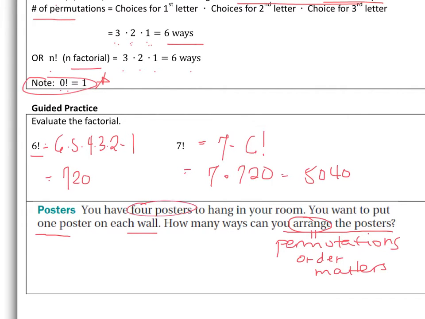So there's 4 posters and I want them in all different ways. So 4 factorial. 4 times 3 times 2 times 1. 24 ways.